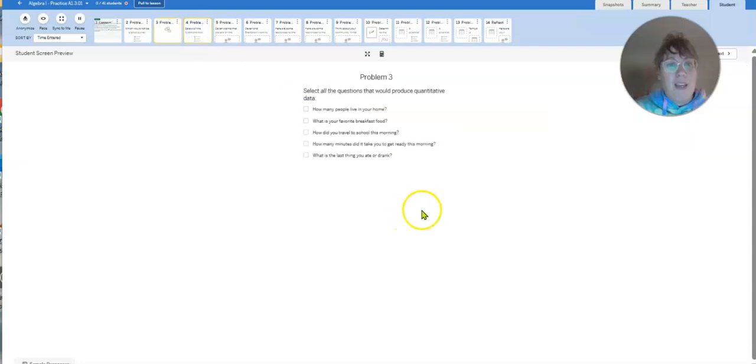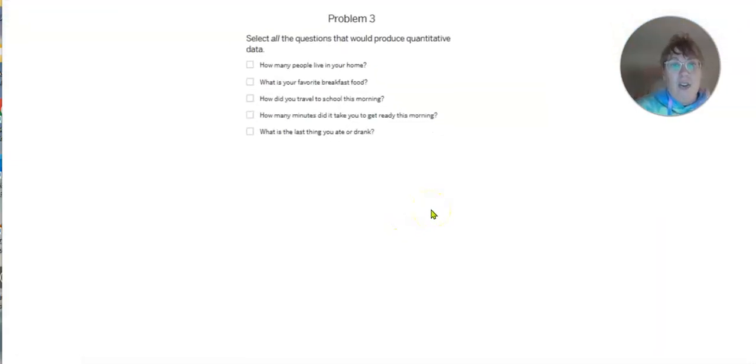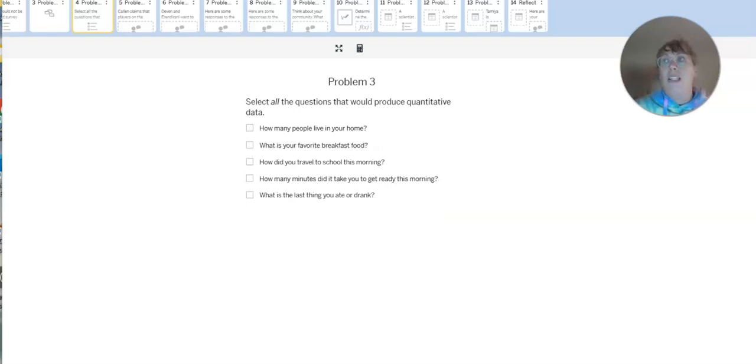Beautiful. On the next slide, it says select all the questions that would produce quantitative data. How many people live in your home is the first one. That will be a number, right? We're looking at the number of people that live in your home. Your favorite breakfast food, maybe eggs or waffles, which is going to be a category. How did you travel to school this morning? Again, could be by walking, biking, car. All of those are categories.